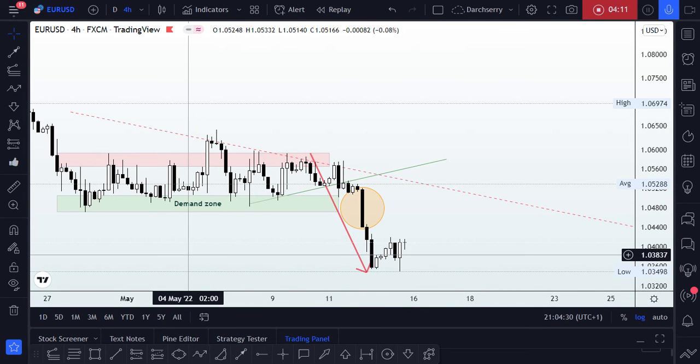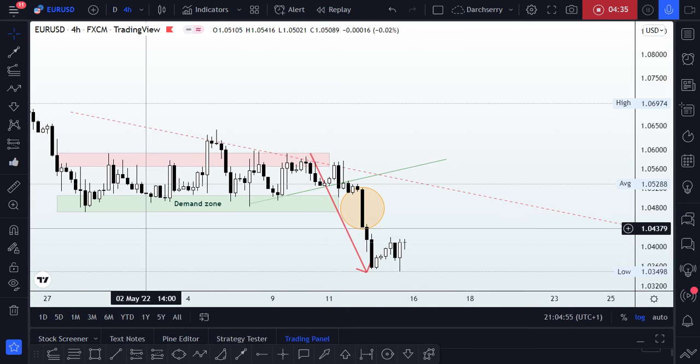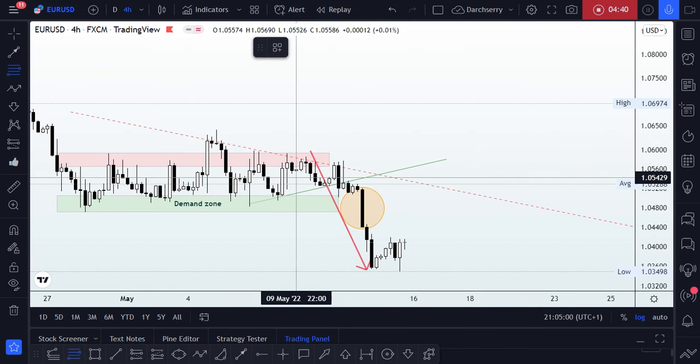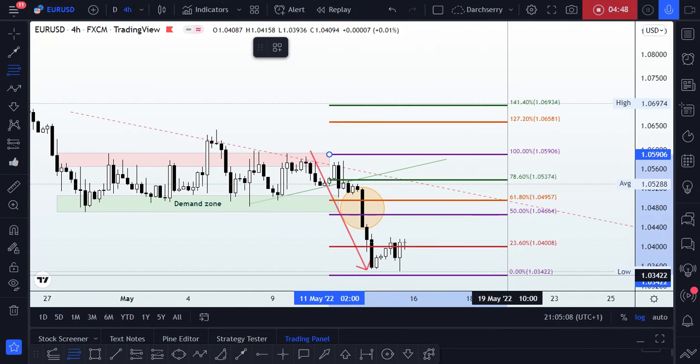So we all understand that after every impulse leg there is always a retracement phase, and if the trend is going to continue in the direction of the leading prior action, we want to see a retracement phase into the golden zone area, which is right between the 50 and the 78.6% retracement. So if we have our impulse leg right at this area, then we want to be looking for a retracement into probably between the 50 to the 78.6% retracement of that impulse leg.